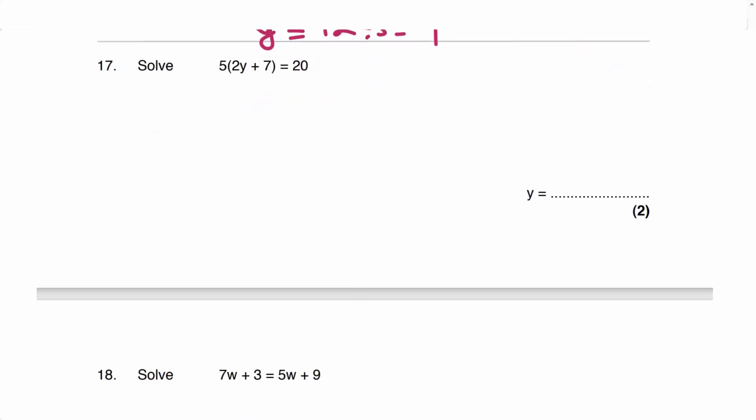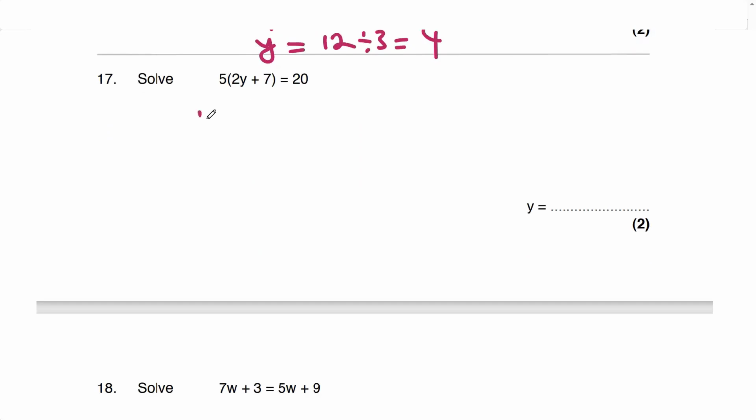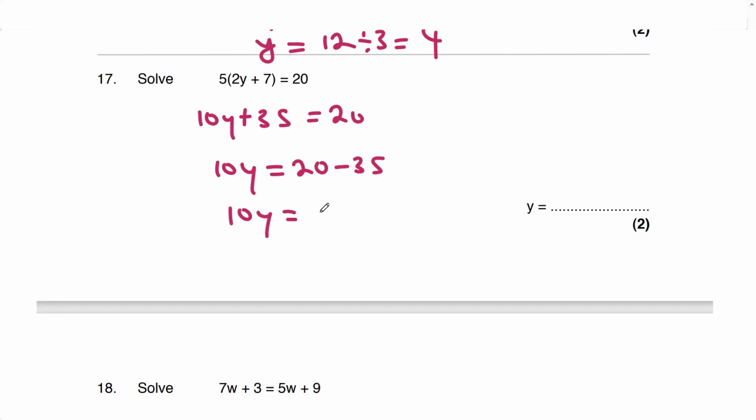Number 17, again, similar to the previous one, you expand the brackets. You have 10y plus 35 equals 20. The next thing we do is to subtract 35 on both sides of the equation. You have 20, take away 35. Then you have 10y is definitely equal to minus 15. And to get y, you divide both sides by 10. That's going to be negative 1.5. Or you could say negative 3/2 as a fraction. Well, I'd rather leave my answer as a decimal, okay?